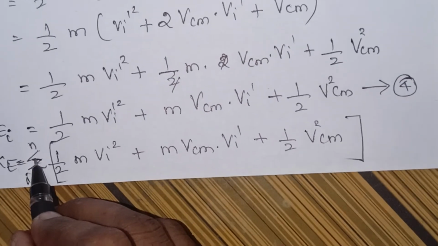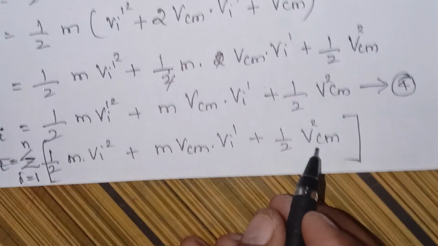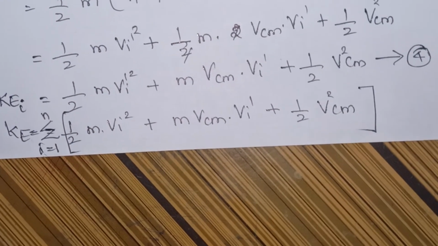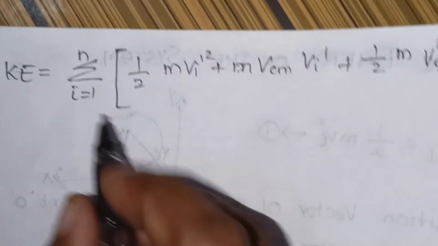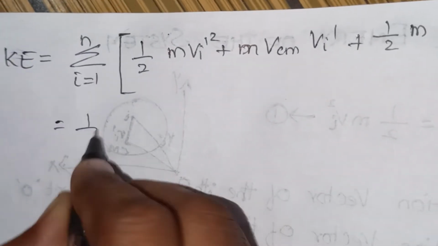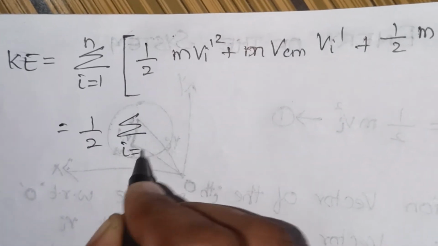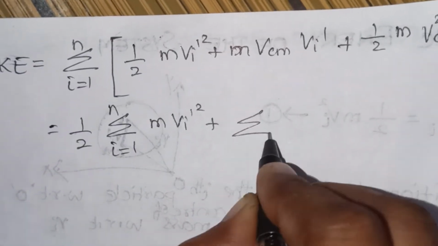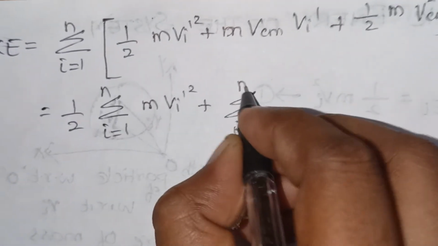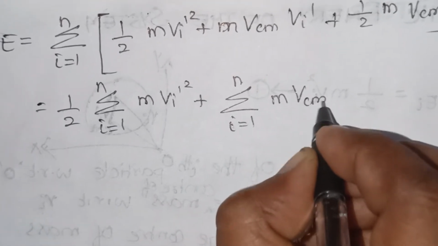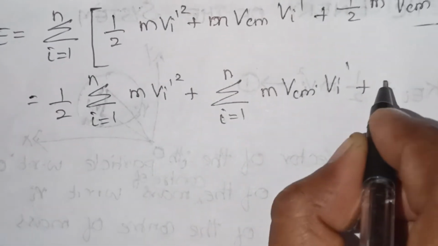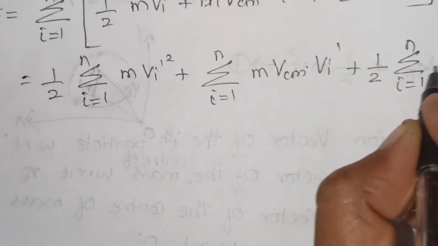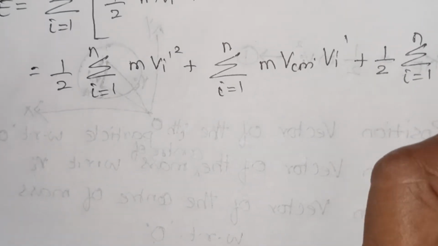Now, let us include the summation one by one for each term and then simplify. After simplifying, we will find what the kinetic energy is. Now let us include the summation for each term. That is 1 by 2 summation i is equal to 1 to n m Vi dash squared plus summation i is equal to 1 to n m Vcm into Vi dash plus 1 by 2 summation i is equal to 1 to n m V squared cm.